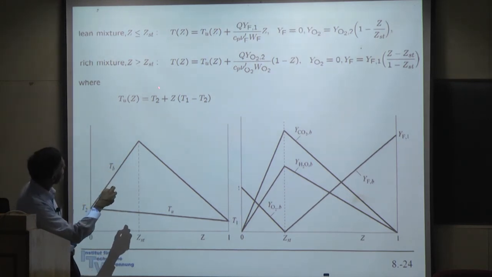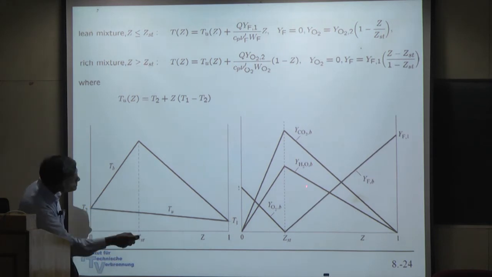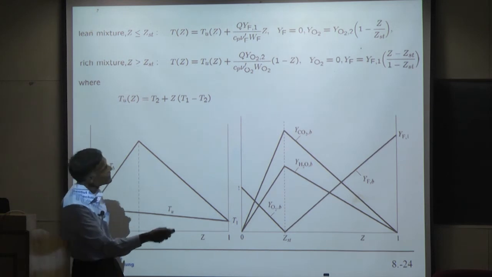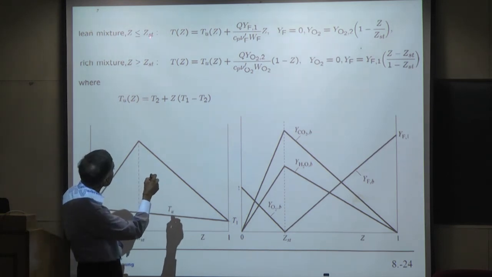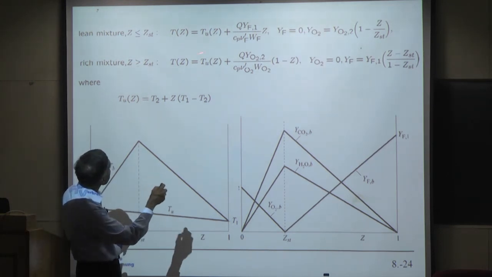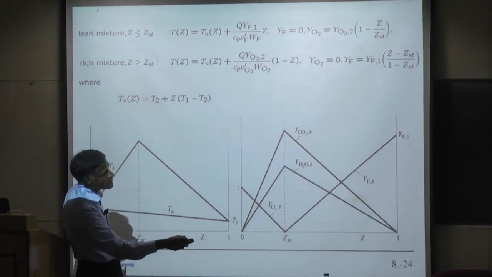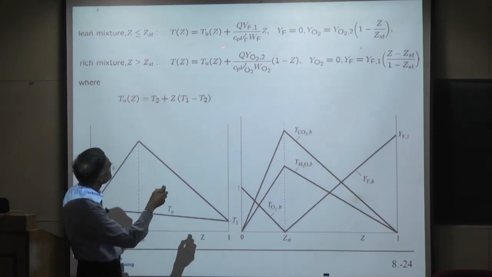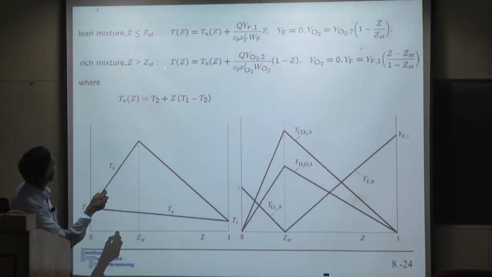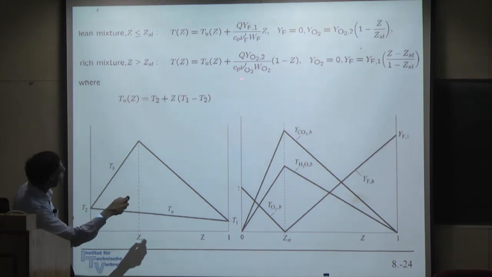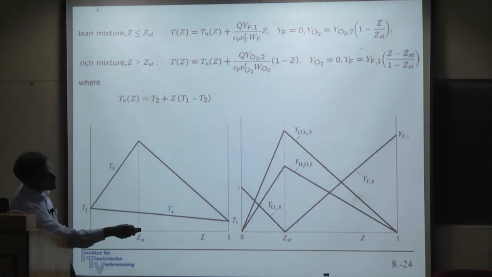Z greater than ZST. I'm sorry, I said the opposite. Z less than ZST. In this region, there's no fuel, so this particular expression here is obtained by integration of that. Now on this side, as Z greater than ZST, there's no oxygen. So you get that from integrating an equivalent equation with YO2.